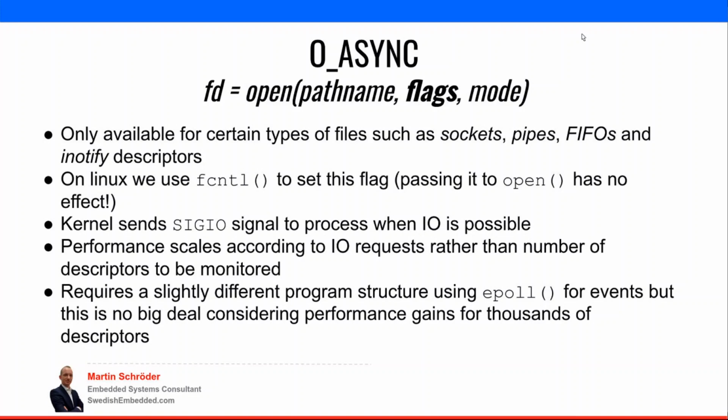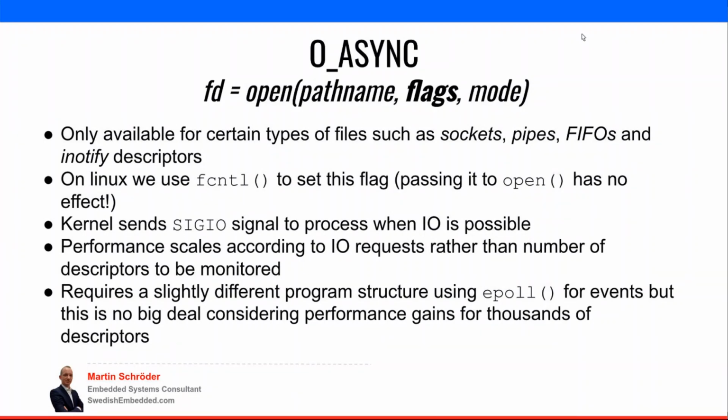Now, when we use async, then our performance scales according to the number of IO requests rather than the number of descriptors to be monitored. And this is why the asynchronous model has been used with such success in systems like Node.js, because you scale based on the number of IO requests and not the number of open sockets. So if you don't use async, then the more connections you have to the server, the more time is used to monitor those sockets, and you quickly run out of resources to be able to do that.